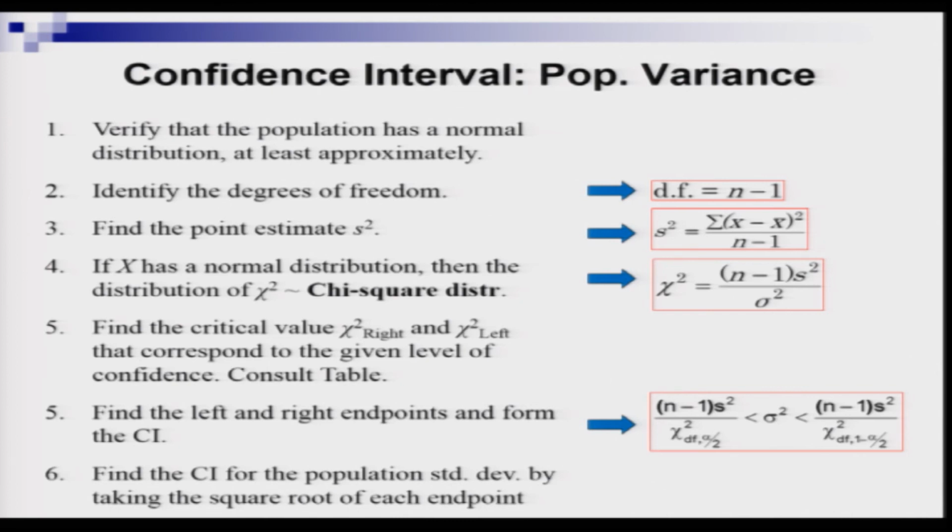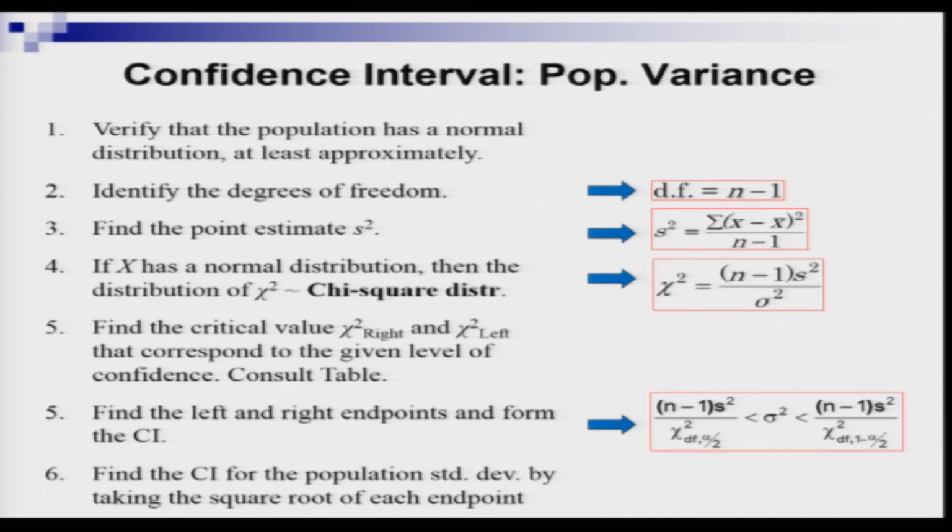Then, if the random variable x has a normal distribution, the derived random variable chi-square follows a chi-square distribution. We have spoken about this in the previous slide, so it is also not new to you. This is not really a step, just something in between that you need to remember. That tells you that you have to consult the chi-square table, and find the critical values chi-square right and chi-square left that correspond to a given level of confidence and the degrees of freedom.